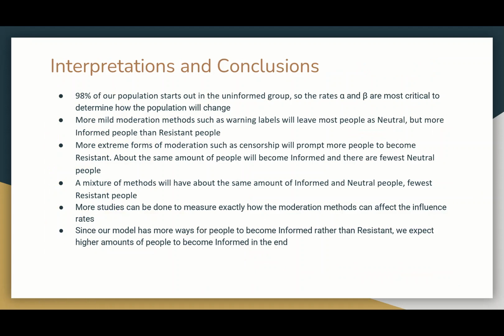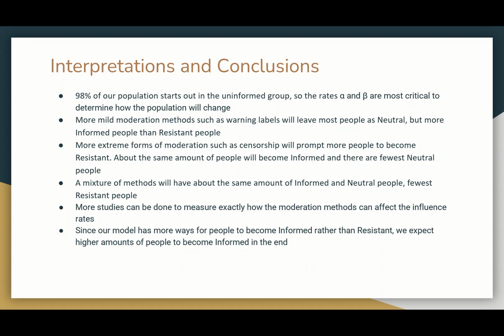So here are the interpretations and conclusions from what we modeled. Because 98% of the population starts out in the uninformed group, the rates of alpha and beta are most critical to determine how the population will change. We found that how many people the informed and misinformed groups can grab from the start, before people start moving to the neutral group, was really important. So more mild moderation methods like warning labels will leave more people as neutral, but more informed people than resistant people.